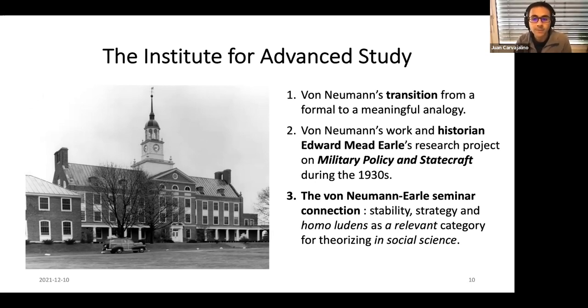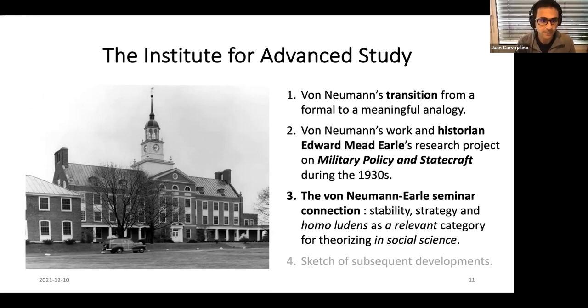And so the main argument is that it was Earle's seminar, and some developments that happened there, at Princeton, at the Institute for Advanced Study, that led von Neumann to believe that the application of the mathematical theory of games was meaningful to the study of the economy. And so that's pretty much what happens. There is another section in the paper, but I'm out of time. So that's it. Thank you for your questions.